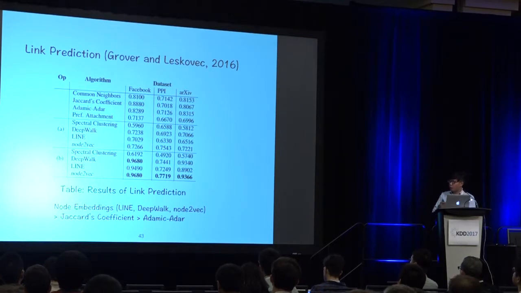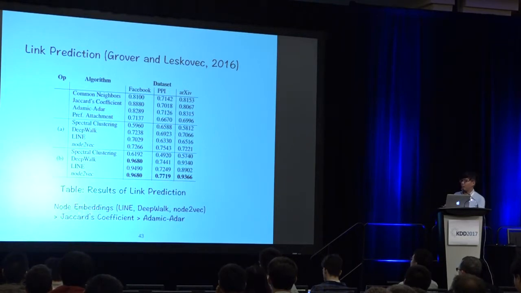And with node embeddings, we can calculate the similarities between the nodes, which can be used for tasks like link prediction. These are the results of link prediction. We can see that the node embeddings, either with LINE, DeepWalk, or node2vec, all outperform classical methods for link prediction, such as Jaccard's coefficient and Adamic-Adar, which essentially measure the overlap of the neighbors. Okay.